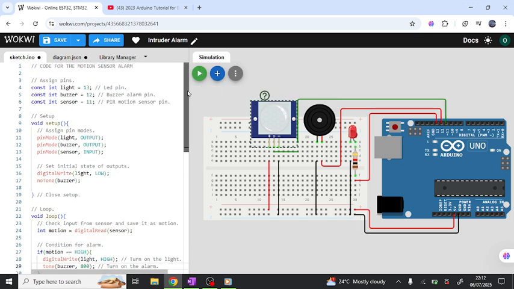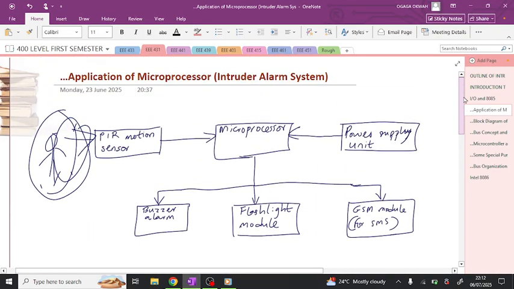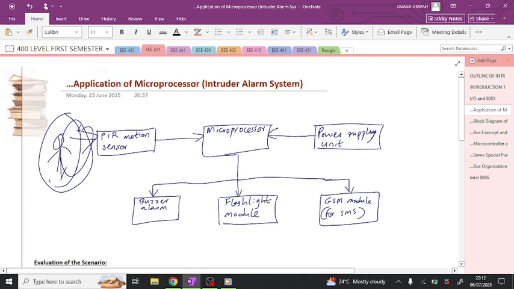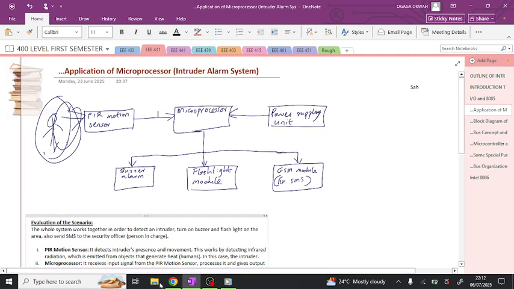So this is just it for this project. Like I said, I skipped the GSM module part, and this is what we have for it here. So this covers the idea of this motion sensor and the evaluation of the scenario and the various parts of it.